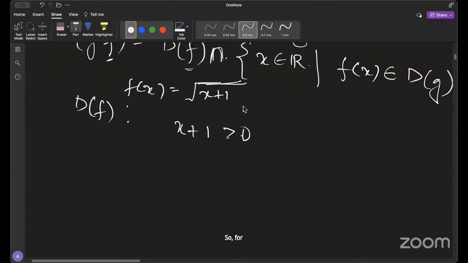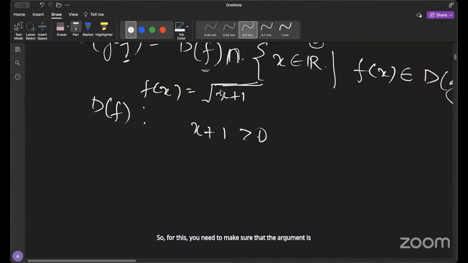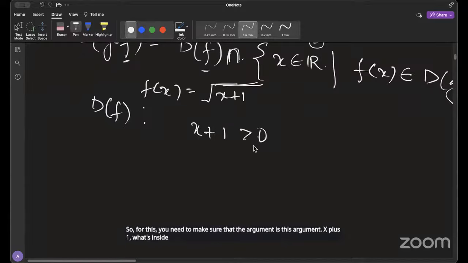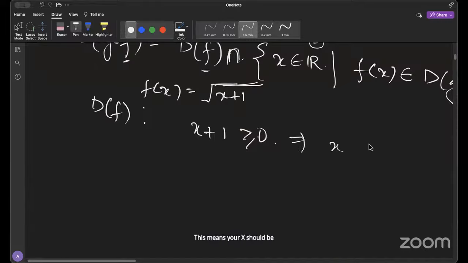So for this, you need to make sure that the argument, x plus 1, what's inside the square root, should be greater than or equal to 0, right? This means your x should be greater than or equal to minus 1, because you can't find the square root of negative numbers.